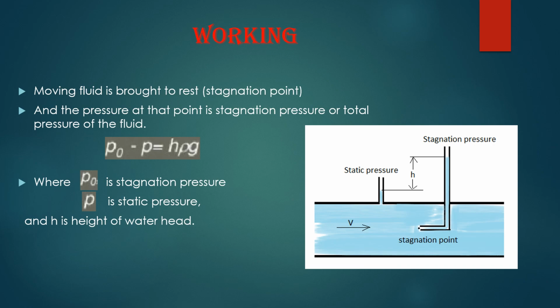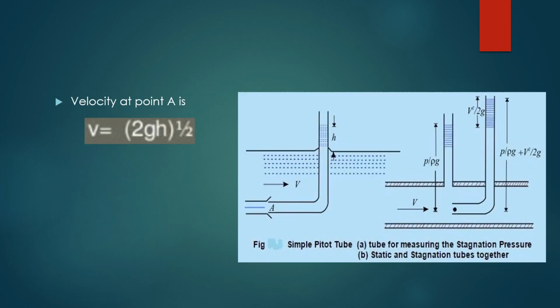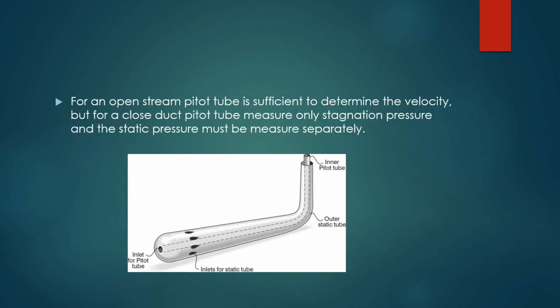Now the liquid flows up the tube, and when equilibrium is attained, we measure the difference in level between the liquid in the glass tubes, which is called H. Now from that pressure equation we can easily find out the velocity of the fluid flow at that point. For an open stream of liquid with a free surface, this single tube is sufficient to determine the velocity. But for a fluid flowing through a closed duct, the Pitot tube measures only the stagnation pressure. So the static pressure must be measured separately.